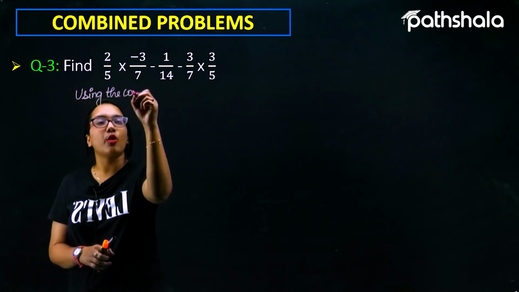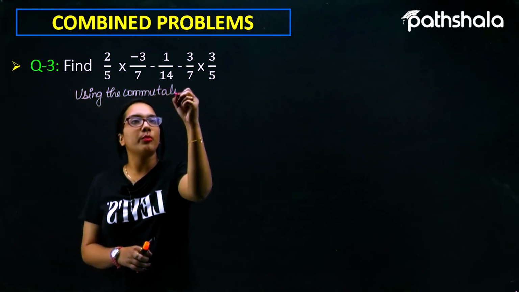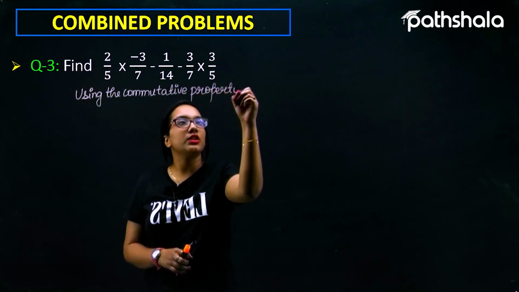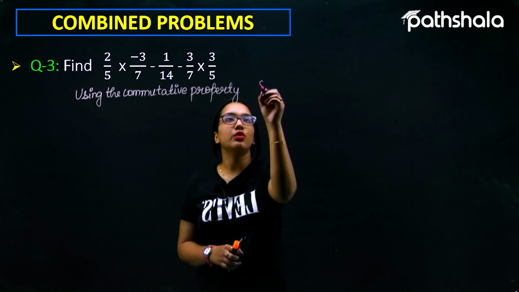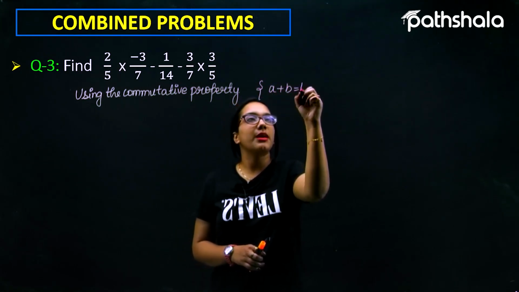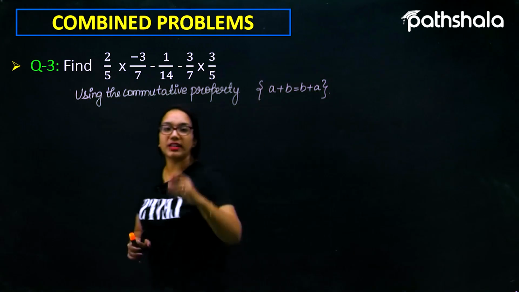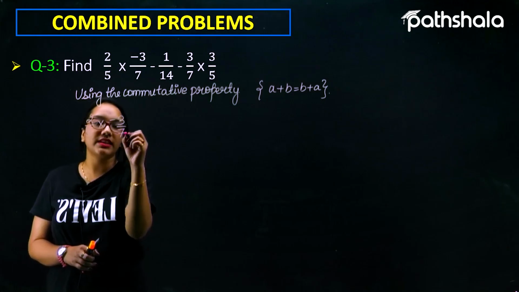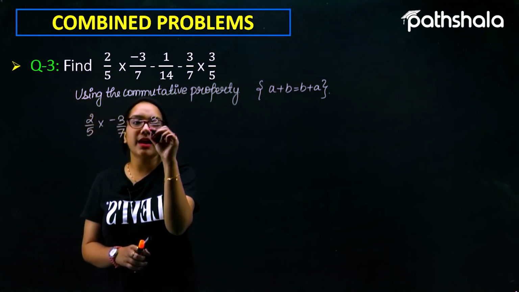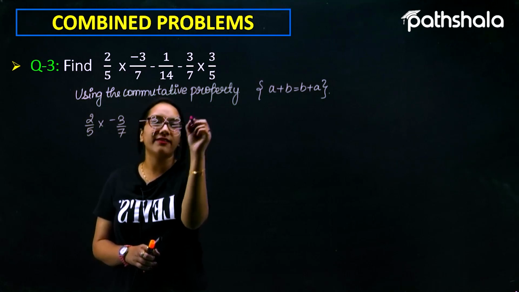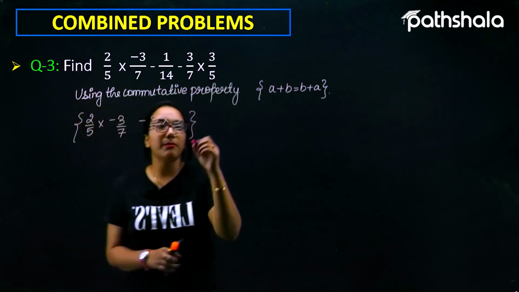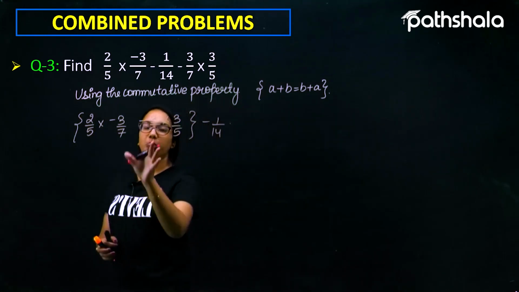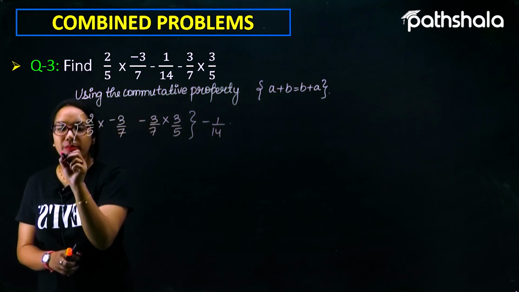We are rearranging it using the commutative property, as we know that a plus b is the same as b plus a. We can say that 2 by 5 into minus 3 by 7 and minus 3 by 7 into 3 by 5 can be written together with minus 1 by 14 outside. So let's solve the part in between the brackets first.